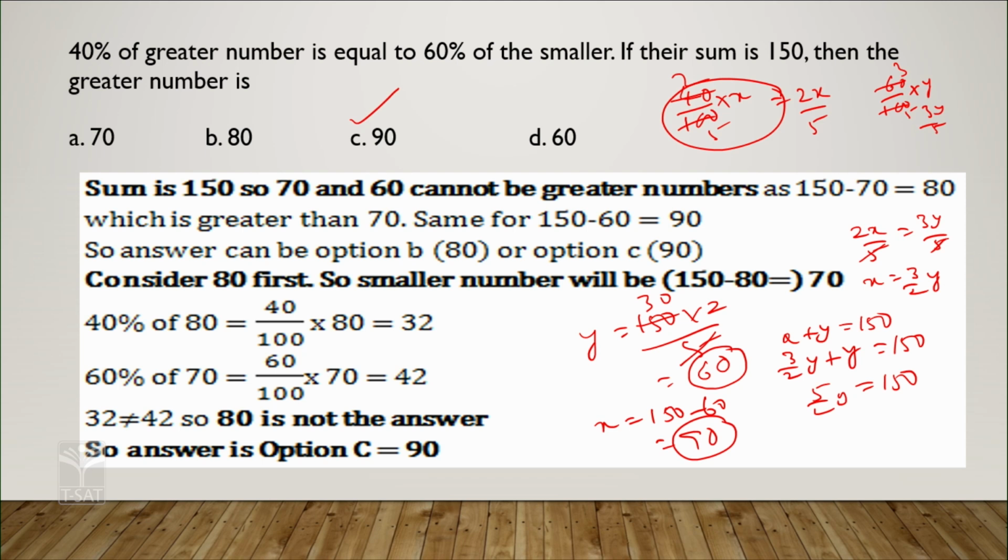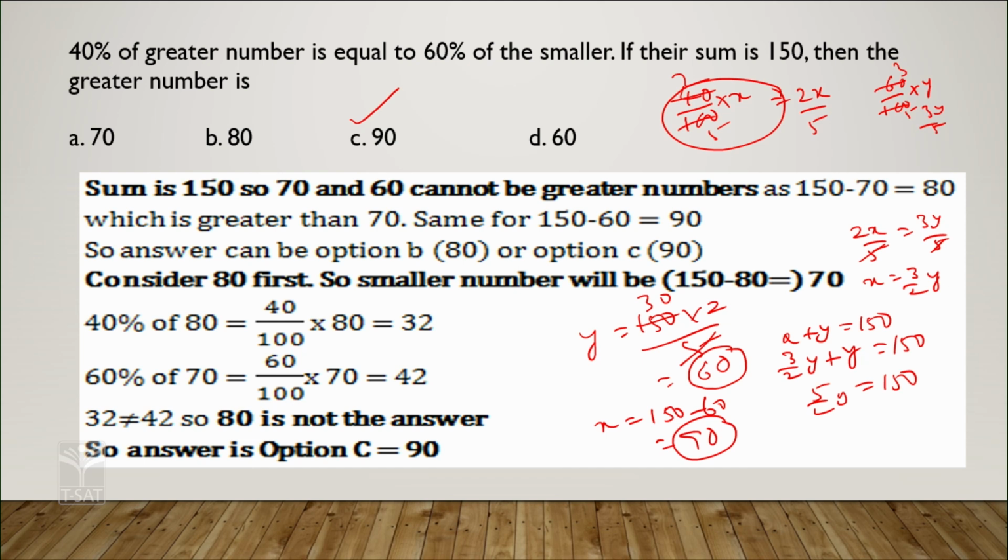See that. The sum is 150, and this is called the elimination method. Sometimes the elimination method is highly useful to get the answer. Here, 70 and 60 cannot be the greater number. If you take 70 as one number, then the other number should be 150 minus 70, which is 80. So, 70 is ruled out.